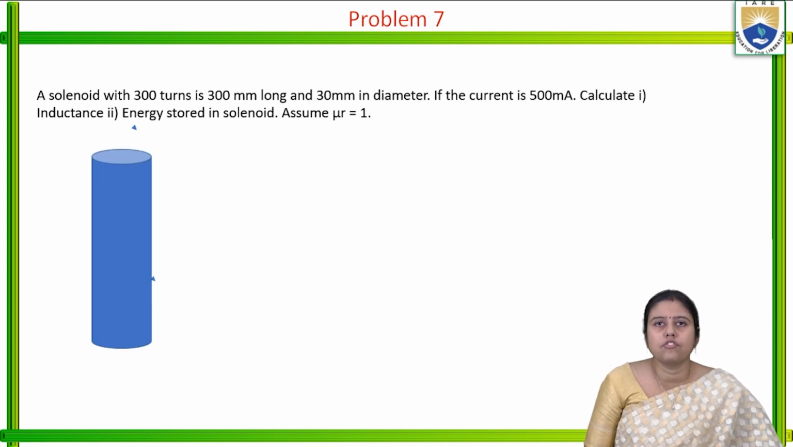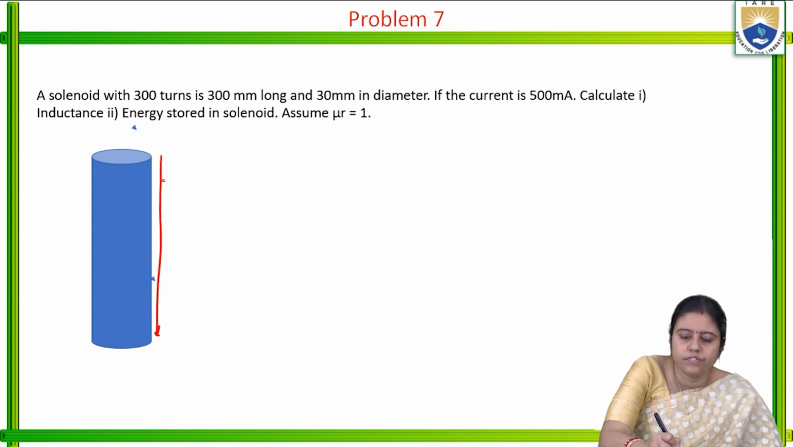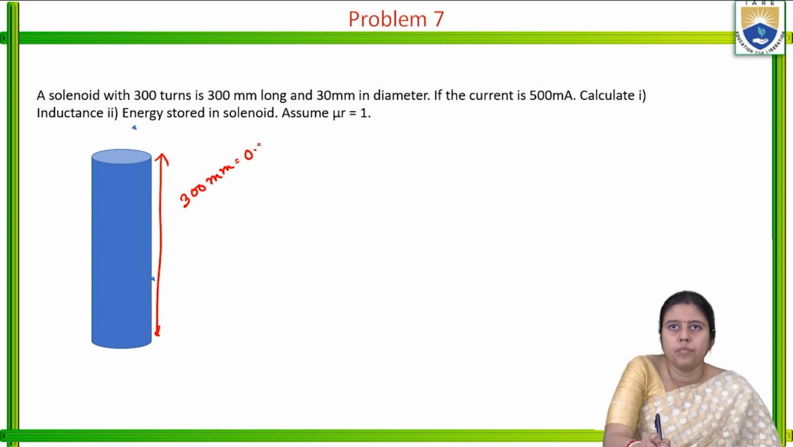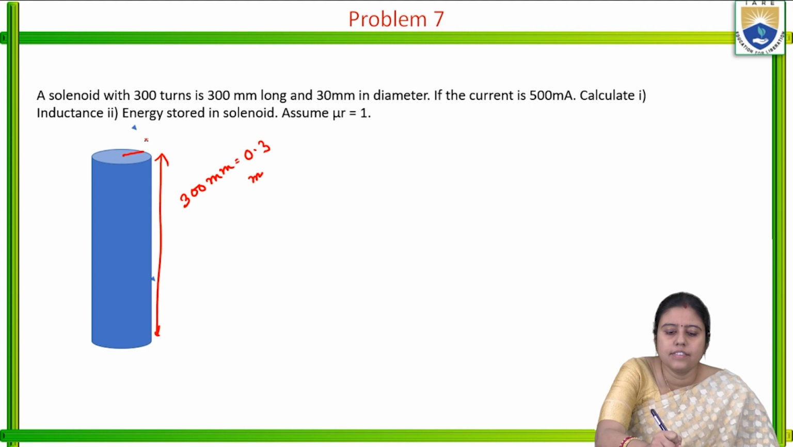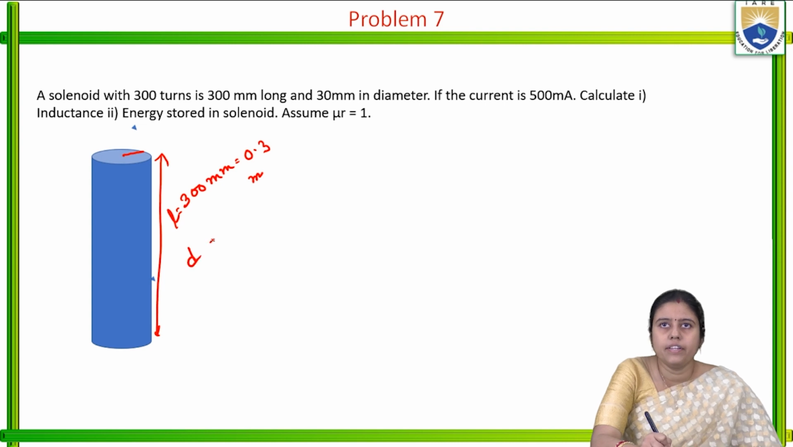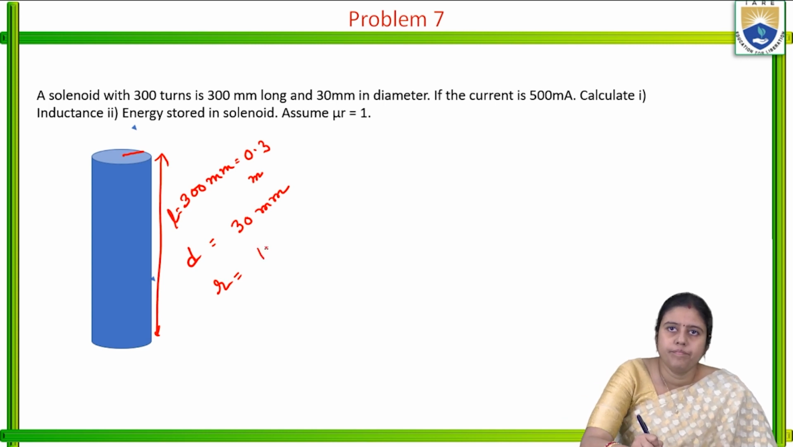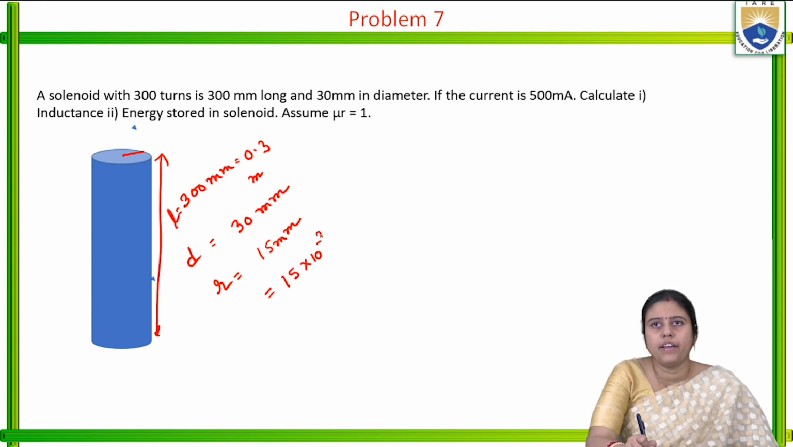So you can think this is a solenoid, and the length of the solenoid is 300 mm. 300 mm means 0.3 m. And the diameter is 30 mm. So what is the radius? The radius is 15 mm, which is equal to 15 into 10 to the power minus 3 meter.